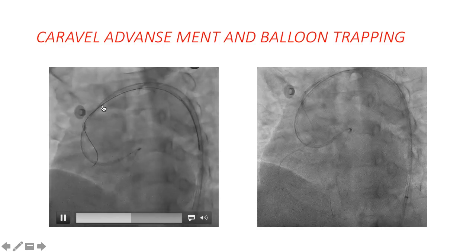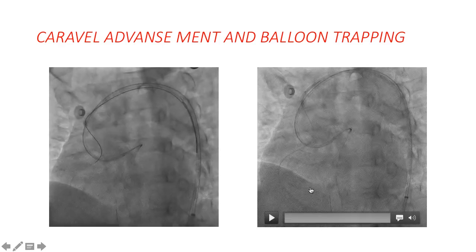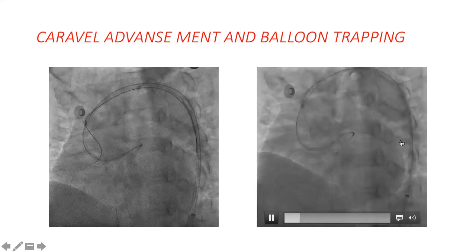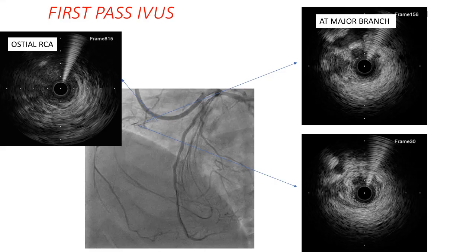This is the Caravel catheter which came into the antegrade guide, and then we trapped this Caravel catheter in the antegrade guide with a balloon. This is a 2.5 balloon which is trapping the Caravel catheter. So now the guide won't move, and we can exchange with RG wire, and we can externalize. So we exchanged with RG wire, and then we externalized. And once wire externalization is done, we can push the guide into the RCA ostium, and we can start doing the procedure over the RG wire.